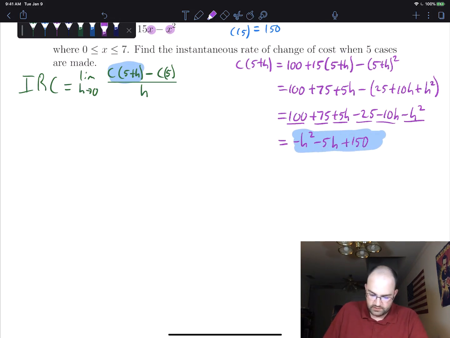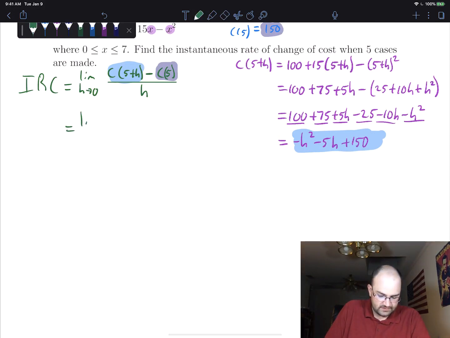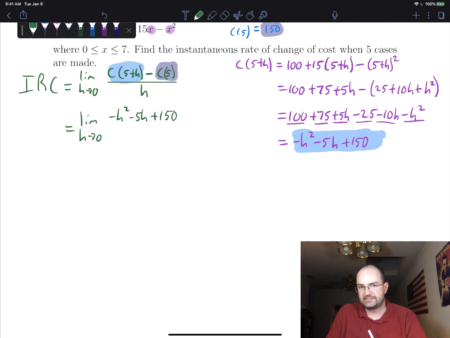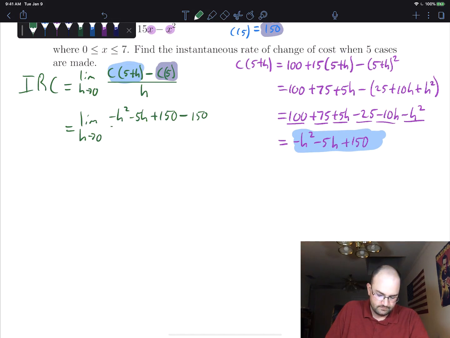Now we're simply going to replace c of 5 plus h with all of this right here, and then we're going to replace the c of 5 with 150. And then just simplify. So it's going to give us the limit as h goes to 0 of negative h squared minus 5h plus 150. That's all of that c of 5 plus h. And then minus the c of 5, which is 150, all over h.